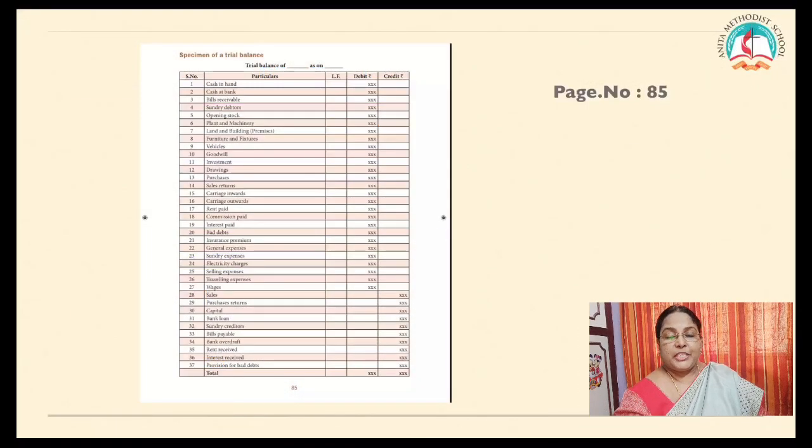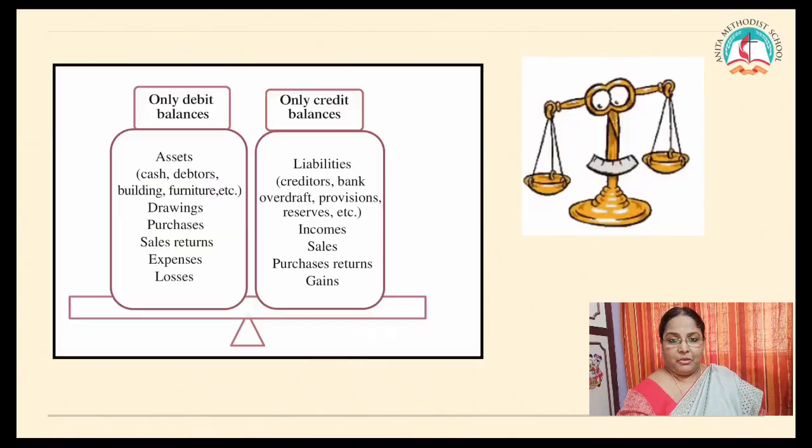Now this is a specimen of your trial balance. It is given on page number 85 in your textbook. You can go through it. Now some accounts will always have a debit balance and some accounts will always have a credit balance. Let's see what those accounts are.